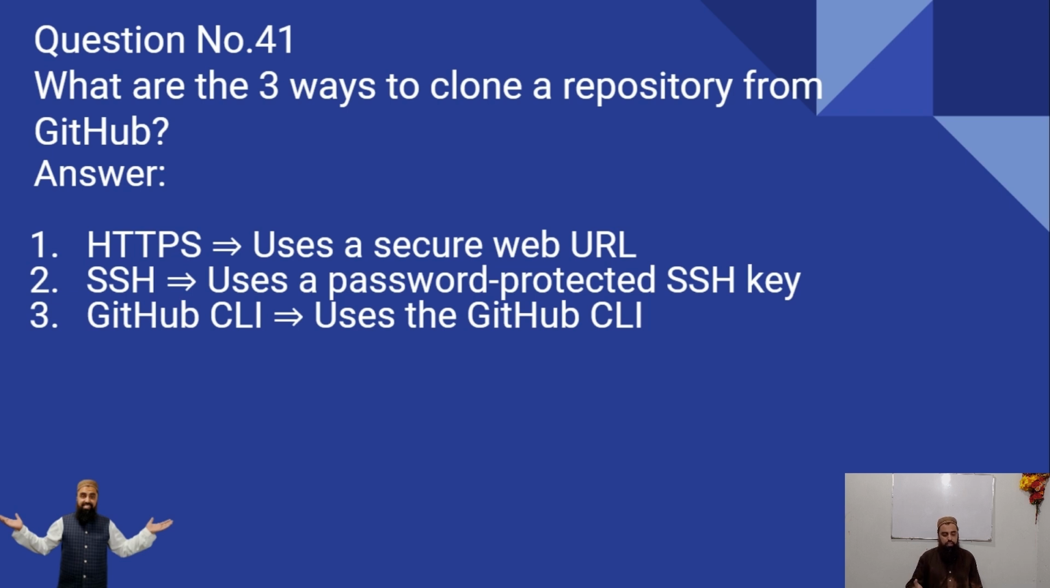So these are the three ways, and most of the time we can use HTTPS. It is simple, and after running the command git clone with the URL, it will ask for the token. So that's why we create a personal access token.